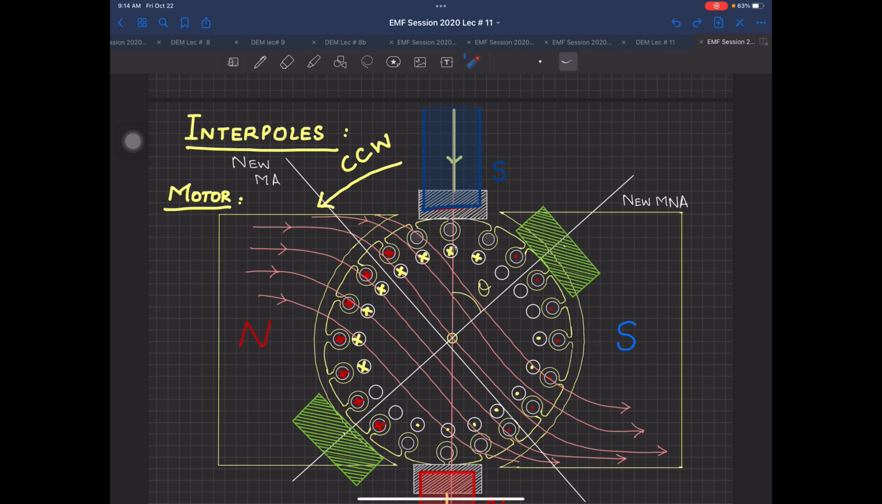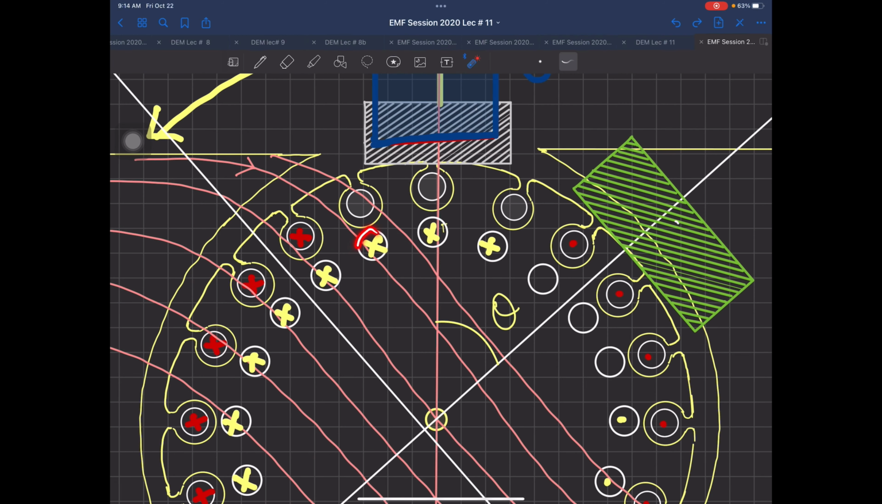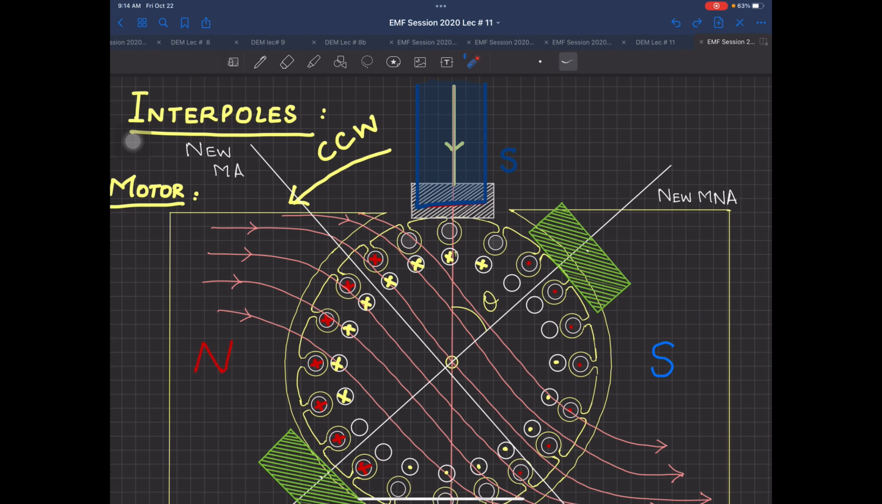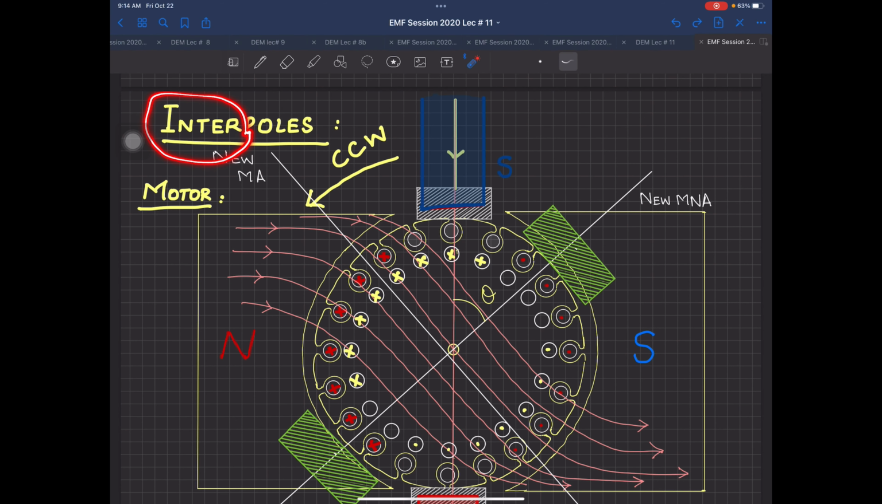So because of this small pole, in these same conductors, if I just zoom in on this one, in the same conductor there is going to be a cross because of the main field and a dot because of this interpole. Similarly in this conductor there is going to be a cross and a dot because of this. In this same conductor, cross and dot. So the cross and dot will cancel each other, and effectively these 3 conductors are going to have zero EMF. These poles I have added extra, that's why they are called interpoles, poles between the poles.